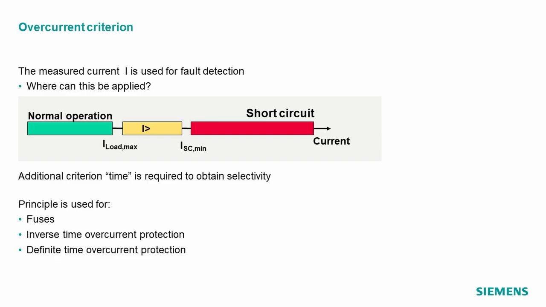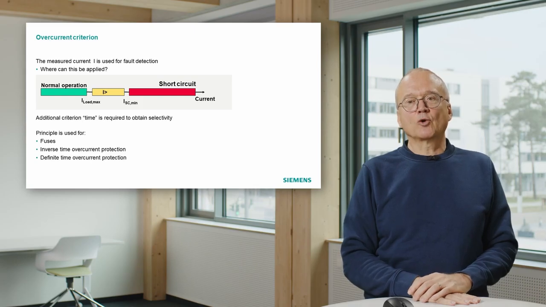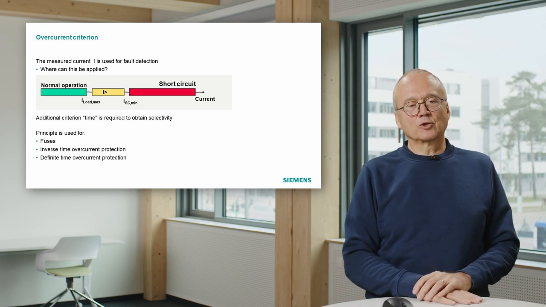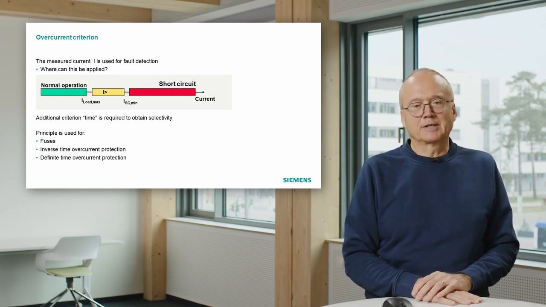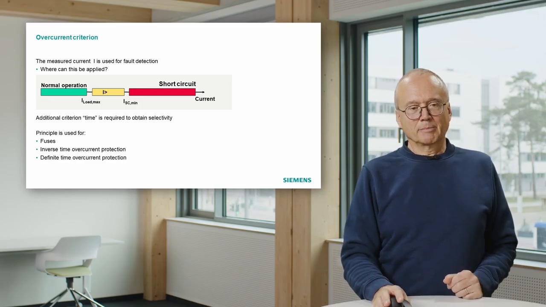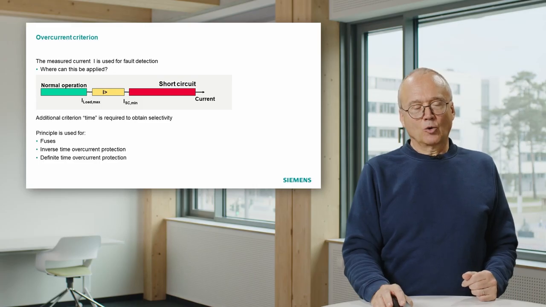You have it in fuses, and here in our field, you have it in protection relays, overcurrent protection, and there we have to distinguish between two different types, inverse time overcurrent protection and definite time overcurrent protection. We will look now a little bit into these different types, how they work.